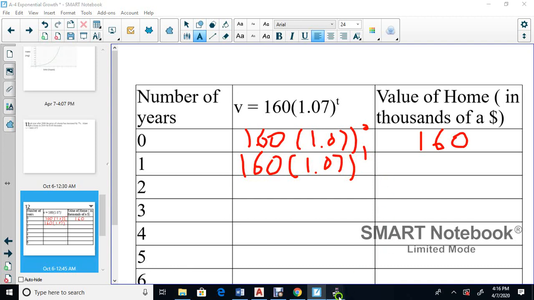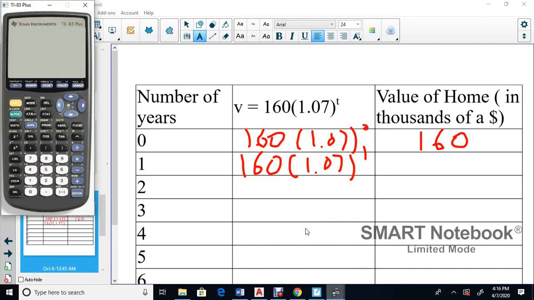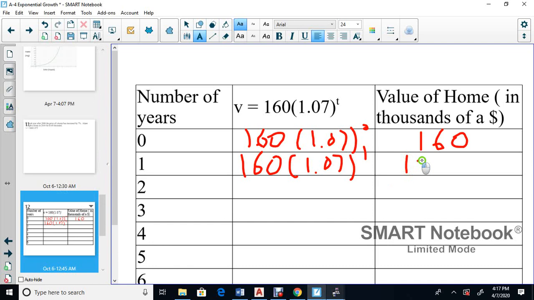So I got my calculator out this time. We'll go onto my calculator here, and I'll show you how to enter it on this calculator. So here I got 160, and I go times 1.07. You have to find your exponent button, to the power of 1, enter: 171.2. So over here, I put 171.2.